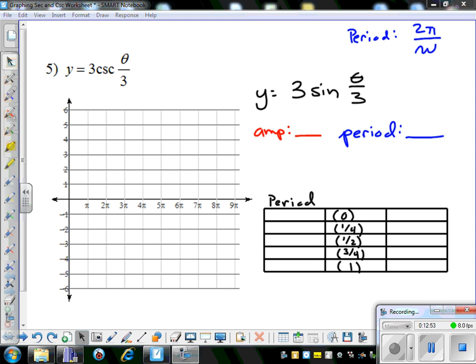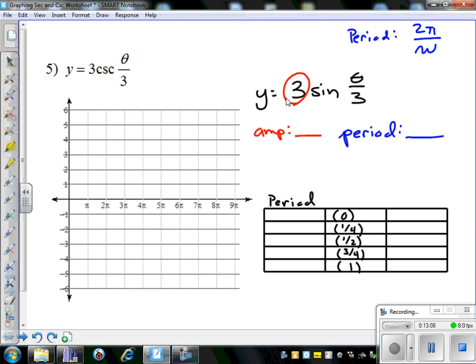That gives us y equals 2 cosecant 2 theta. Now, graphing number 5, y equals 3 cosecant theta over 3. Now, remember, cosecant goes with sine, so we're going to graph 3 sine theta divided by 3. Again, the number in front of the sine gives us our amplitude, so that gives us 3.